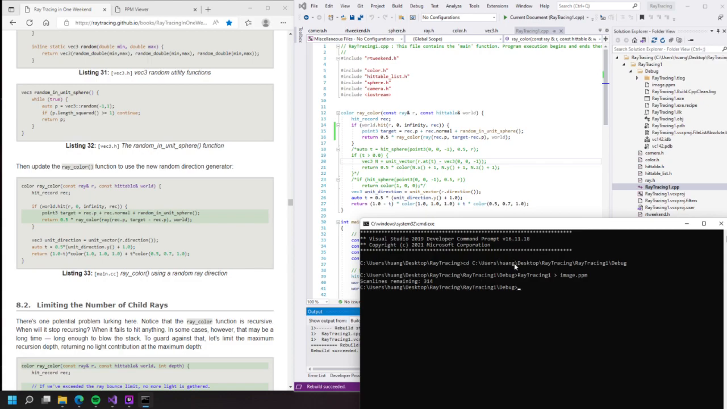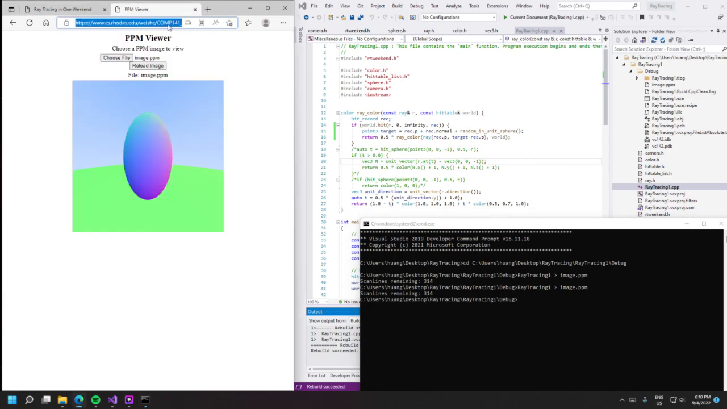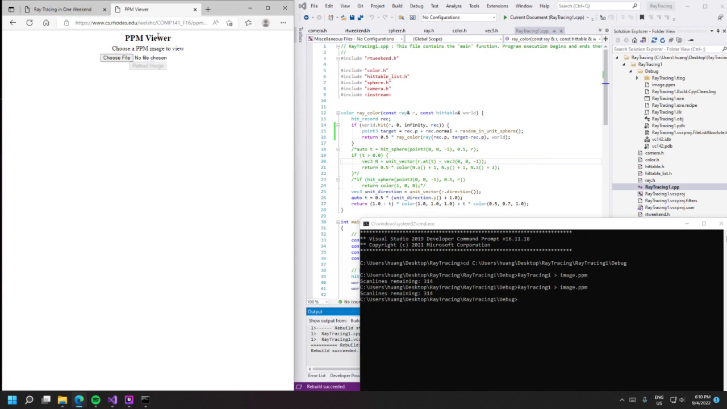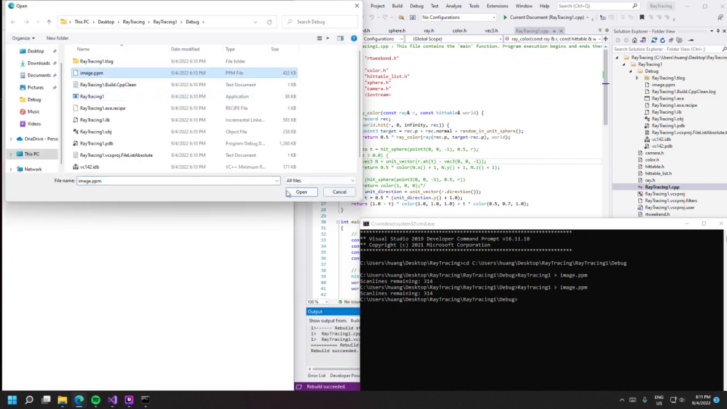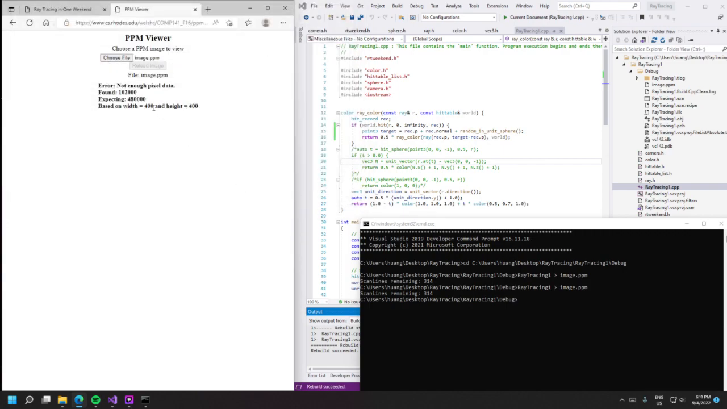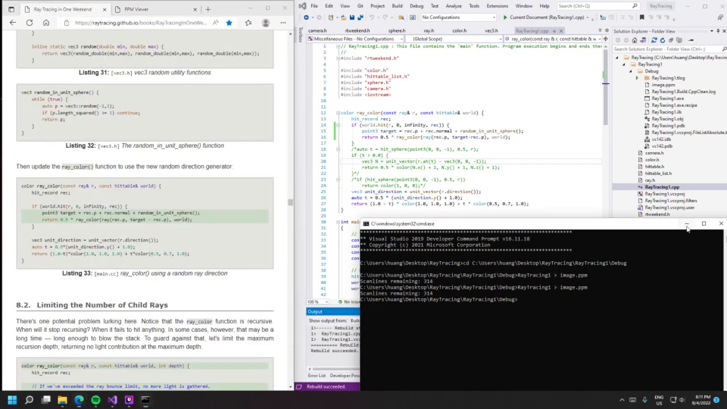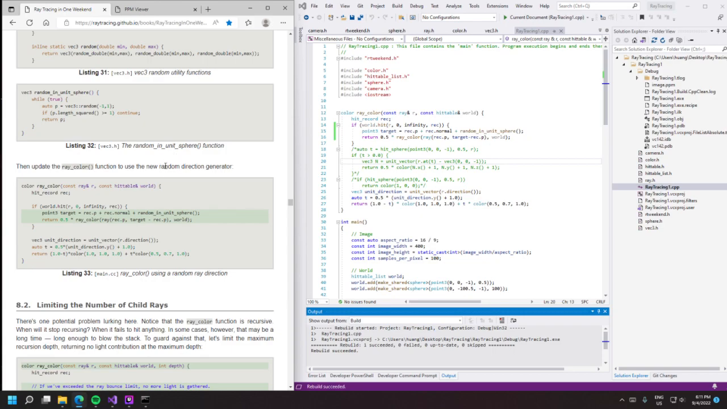Wait, what happened? This doesn't look right. Let me try it again and see if it stops at 3. There's something wrong. But for now I don't know which part is wrong, so let's just see. Not enough pixel data. Okay, I'm totally not sure what breaks it, so let me see.